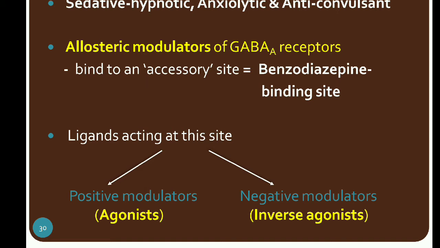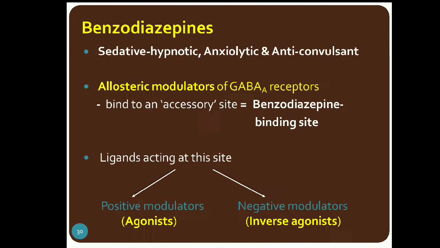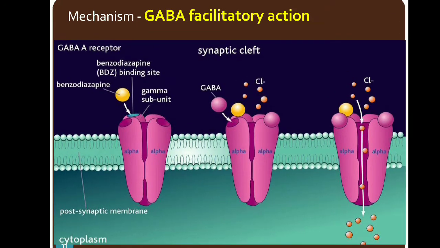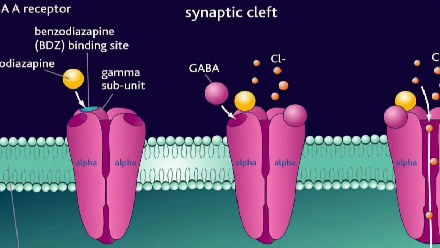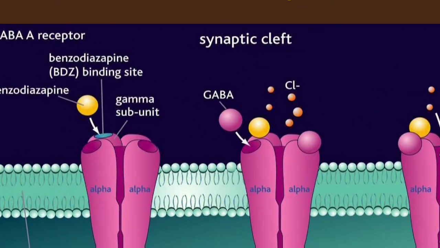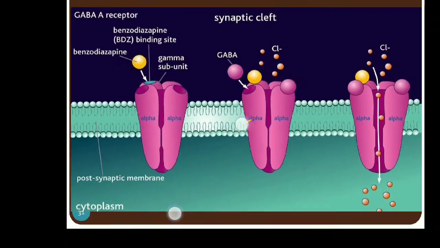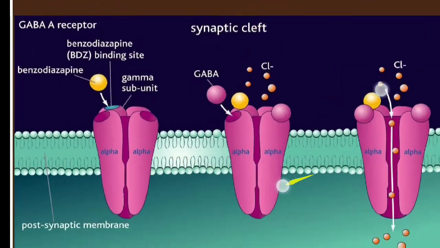Mechanism of action: GABA facilitator action at the GABA A receptor. You can see this picture. This is the benzodiazepine BZ binding site, the gamma subunit, and the post-synaptic membrane. This is the post-synaptic membrane, and that is the chloride ion channel. Chloride is in the cleft region. We have already discussed this.